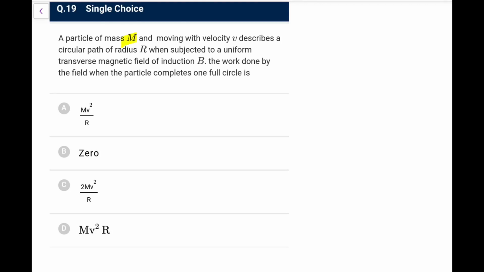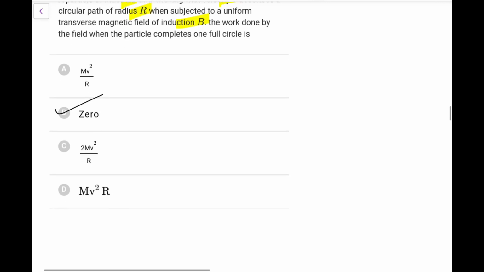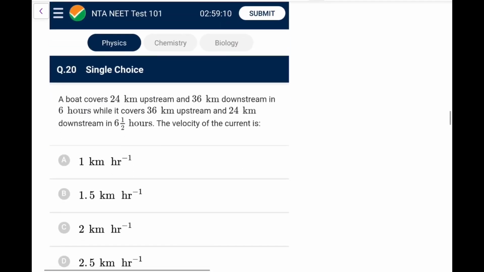Particle of mass m and moving with velocity v describes a circular path of radius r when subjected to a uniform transverse field of induction B. The work done by the field when the particle completes one full circle. You know the magnetic field never does any work. This is the easiest one. Its work is always 0 because it always acts normal to the velocity.